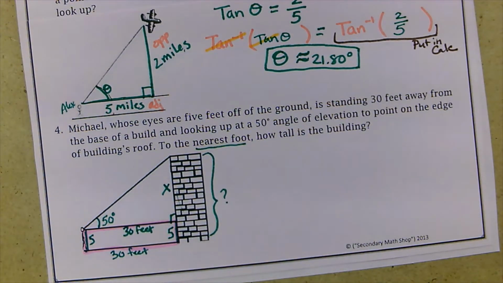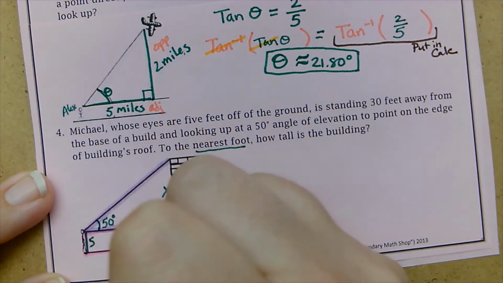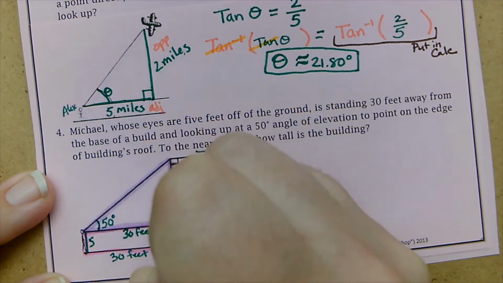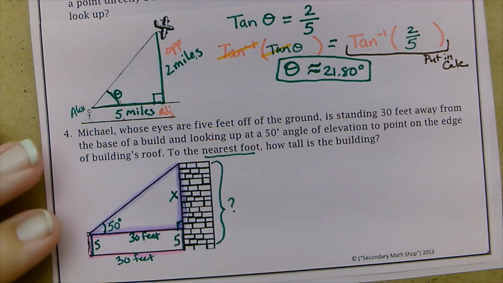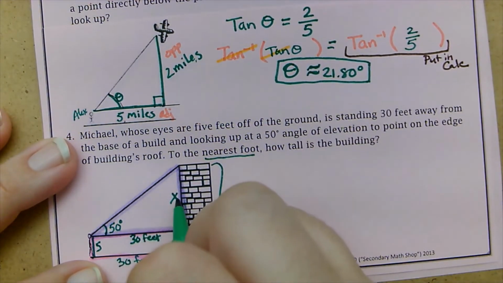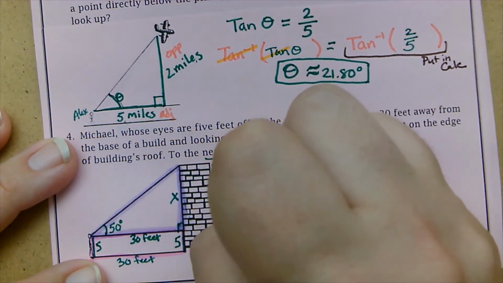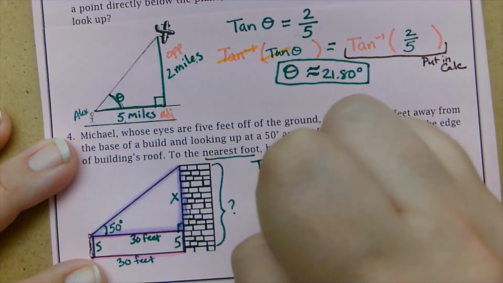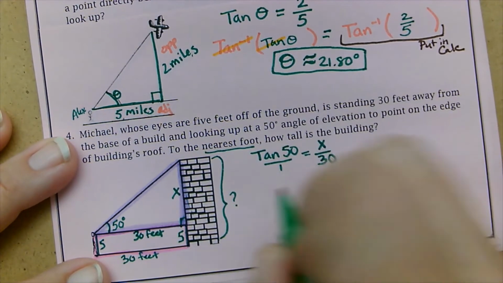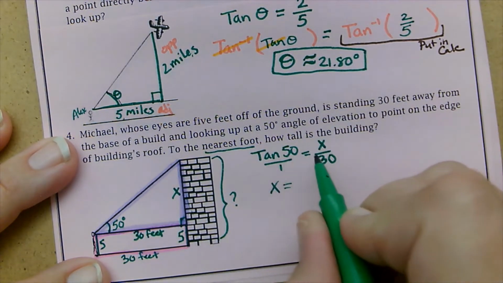So if I focus on the triangle that is up here, and outline it here in purple, and I can solve for x, I can use my answer for x to help me find the height of the building. So this is the opposite side, this is the adjacent side. I want tangent. So tangent of 50 is going to equal x over 30. We're going to cross multiply. X times 1 is x. It's going to be equal to tangent of 50 times 30.